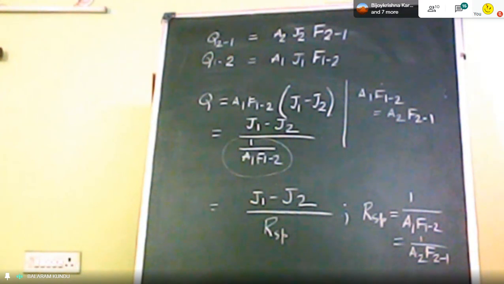Because of the view factor and surface area, two aspects are there: the area and the view factor. Space resistance depends on area and view factor.